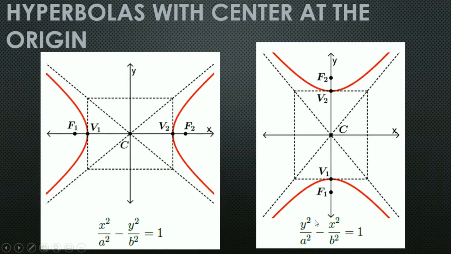Ang nauna na variable ay si y. So, yan yung technique. Horizontal siya kapag nauna si x. Vertical siya kapag nauna si y. Yung denominators nila hindi nagbabago. Laging nauuna si a followed by b. Take note, horizontal siya kapag ang nauna ay x. Vertical siya kapag ang nauna ay y.